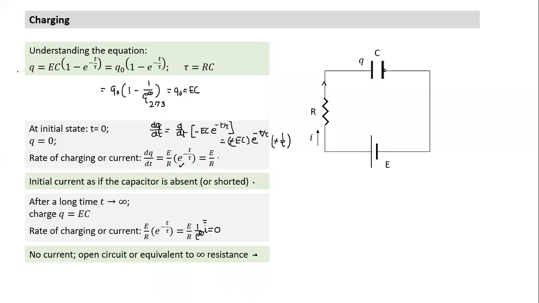We'll come across some questions on this. Soon after the battery is connected, the capacitor offers zero resistance. After a long time, when it gets fully charged, it behaves as an infinite resistance. A commonly used way to say this: initially it behaves as if it is shorted, and finally it behaves as an infinite resistance or open circuit. That's what happens initially and finally; in between, the charge increases.